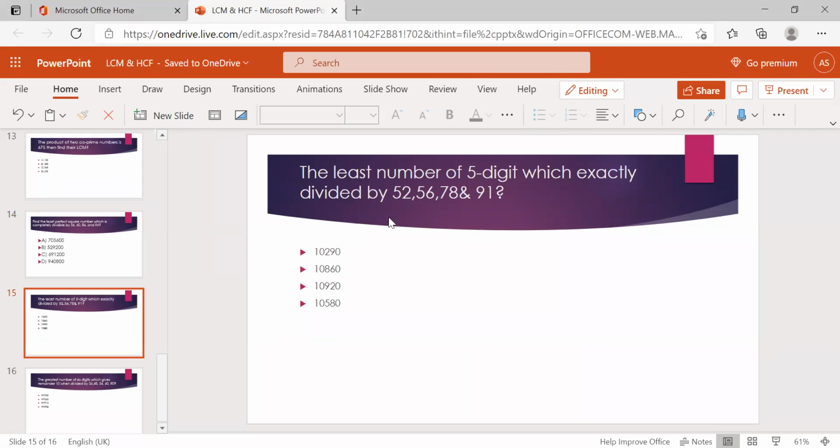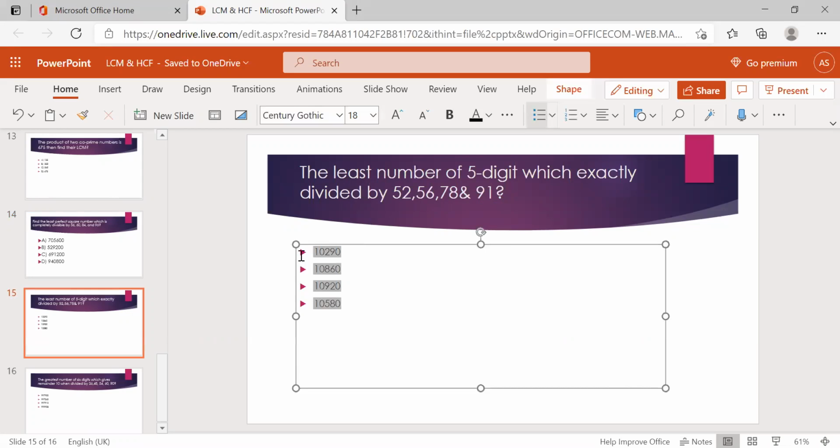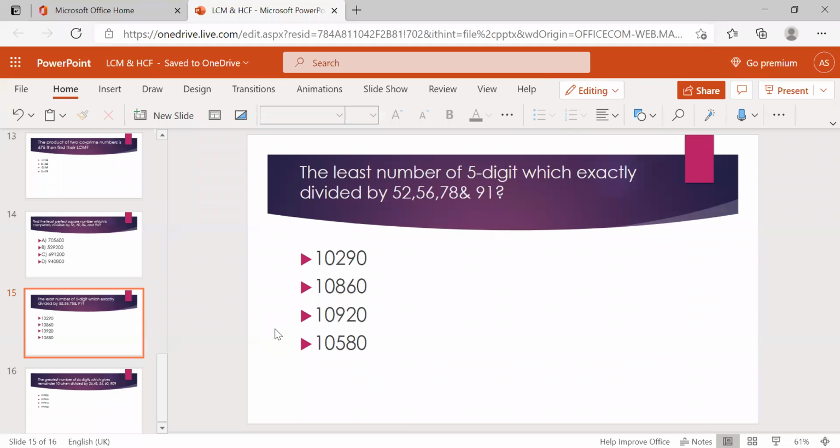The least number of 5 digits which is exactly divisible by 52, 56, 78 and 91. So these are your options. I'll say go with the options. Then how are we going to eliminate these options? Every number is 5 digits only, which is exactly divisible by 52, 56 and 78. Now check these options, how we are going to eliminate.